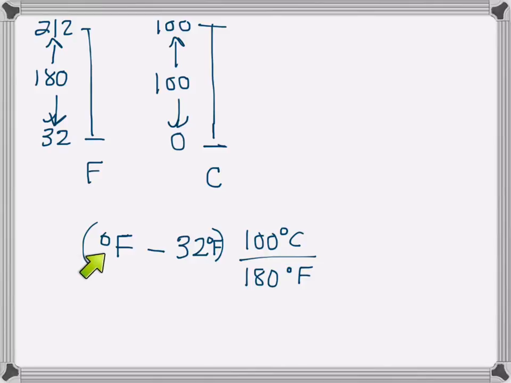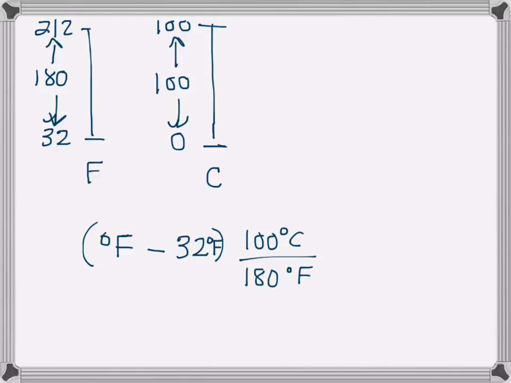So we take the Fahrenheit temperature, we subtract 32, and then we use this 100 Celsius per 180 Fahrenheit to convert. And that will give you the same equation. Some of you are real good at memorizing equations. Other people prefer to understand why. Then on a test, you can just reason it out.